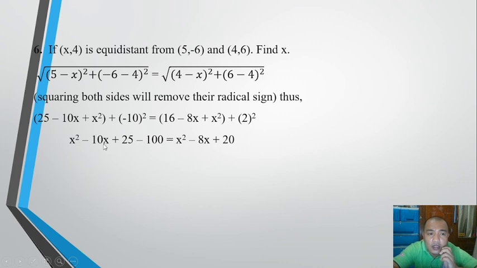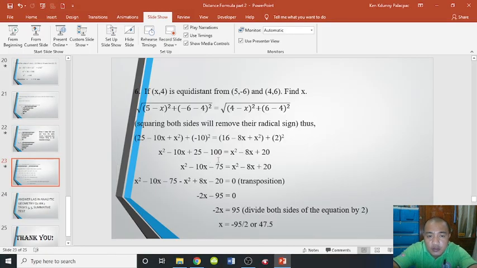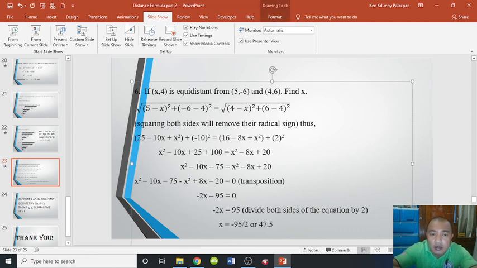Yes, x squared minus 10x plus 25 plus 100. Let's continue. Something looks wrong in the solution. X squared minus 10x plus 25 should be plus 100. So that 100 plus 25 is 125.